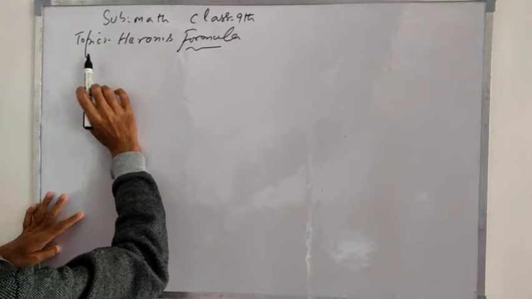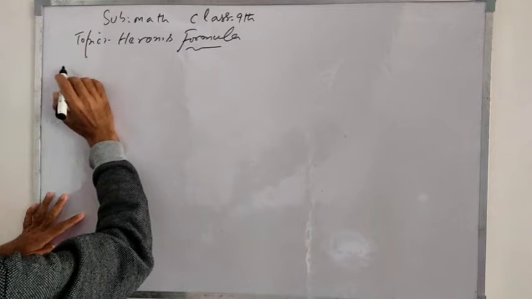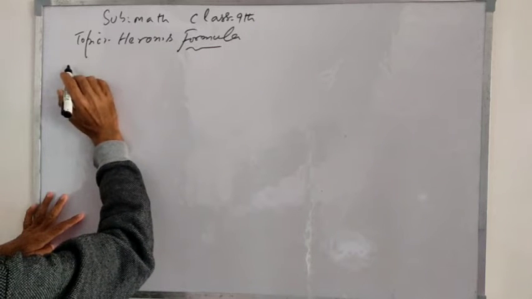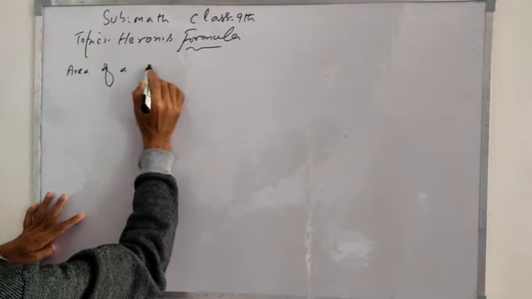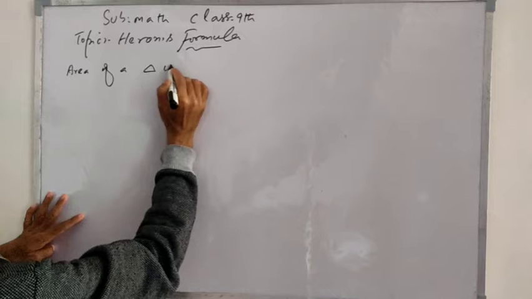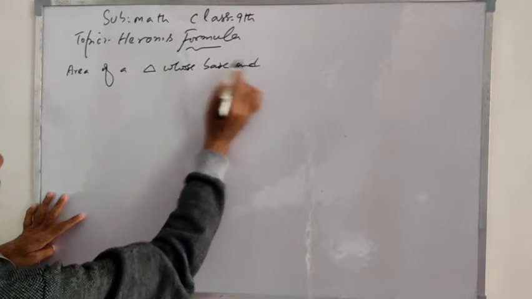Dear students, today we will do Heron's formula. For this, we have to first of all remember the area of a triangle whose base and height is given.